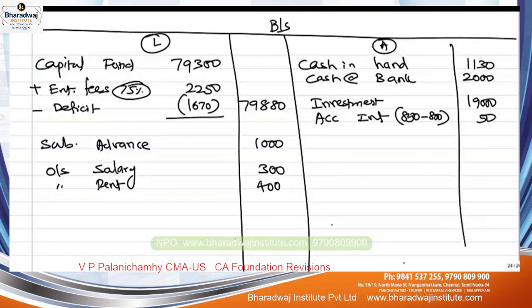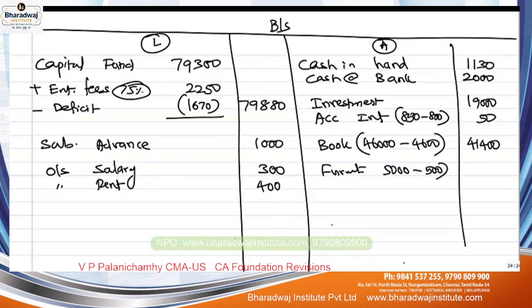Accrued interest பார்த்தா 850-ல 800 தான் collect பண்ணிருக்கோம். Out of 850 we collected only 800, so 50 will come. Then what is the next one? Books 46,000 minus 4,600 ன்னு வரும், 41,400. Furniture 5,000 minus எவ்வளவு depreciation, 500, 5,000 minus 500.